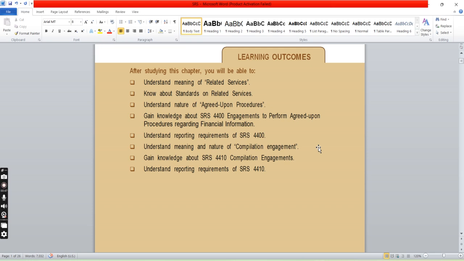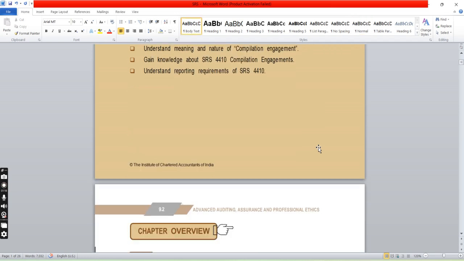So in this chapter, what we need to study is SRS 4400. 4400 is nothing but the engagement to perform the AUP regarding the financial information. So what will be the engagement to perform the agreed upon procedures regarding the financial information, SRS 4400. Then 4410 is nothing but the compilation engagement. We will be able to gain the knowledge about the SRS 4410, that is the compilation engagement, and understand the reporting requirement of SRS 4410.